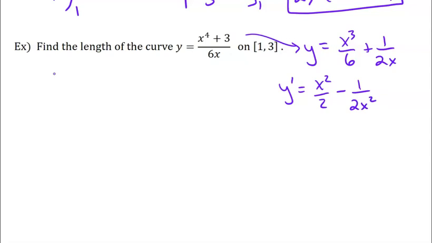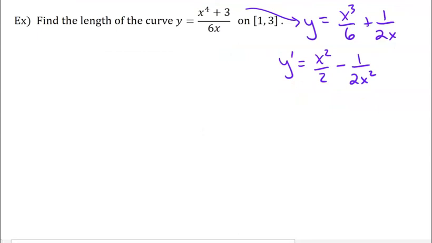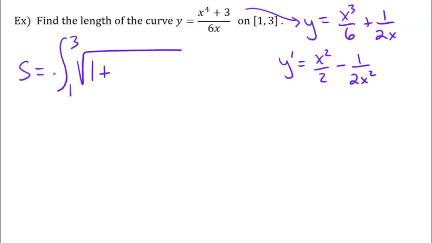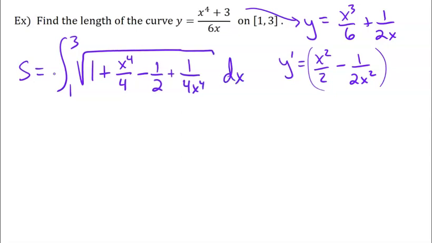Okay. All right. So then into my arc length formula, I have the integral from 1 to 3 of the square root of 1 plus, and then I need to take this quantity and square it. Okay, so squaring that binomial, I'm going to get x to the 4th over 4 minus, so I'm going to multiply these two and then double it. So I have x squared over x squared reduces, 1/4 doubled is 1/2. And then this quantity squared is plus 1 over 4x to the 4th. And then that whole thing is under the radical and then a dx.